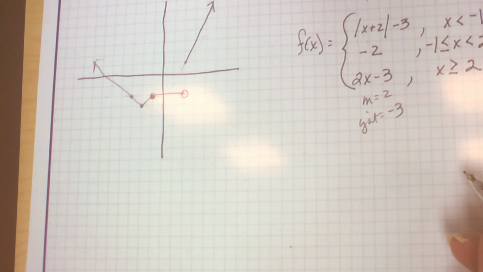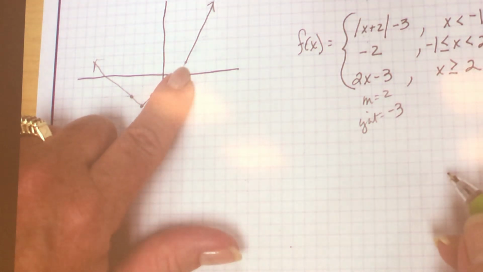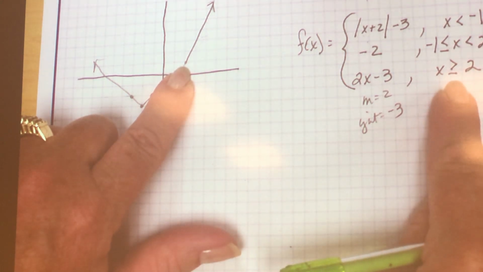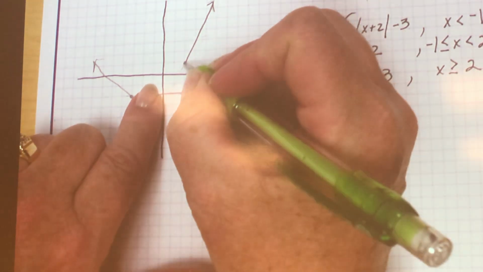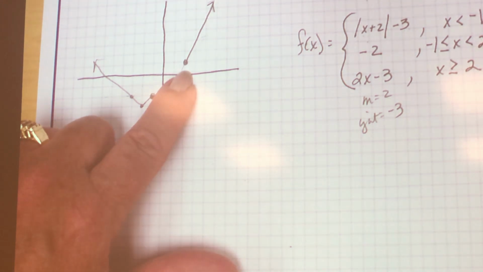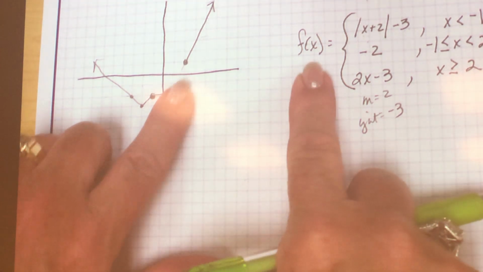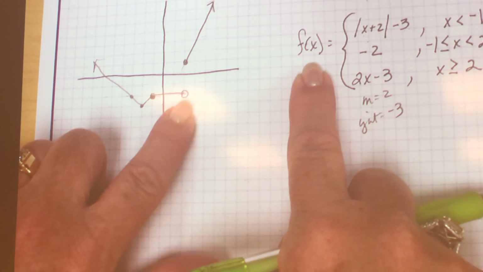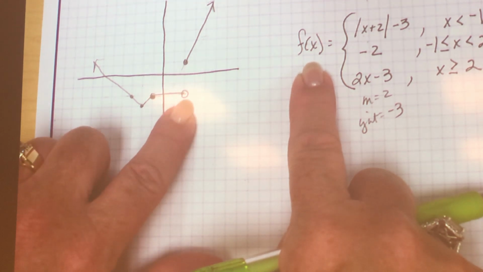So you erase the point. Okay? Now, what about this point right here? What's he supposed to be? A solid point. Now, listen, guys, if this was a solid point and this was a solid point, would this still be a function?